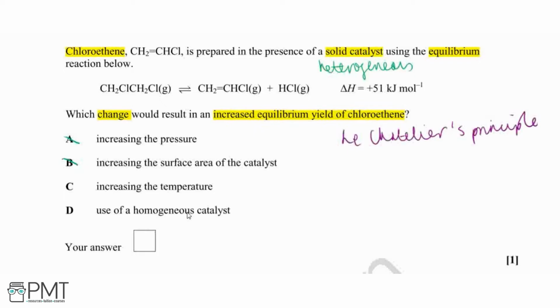And using a homogeneous catalyst will not have an effect in the sense of increasing our equilibrium yield of chloroethene because it will affect both the forward and the reverse reactions, so it will not favour one reaction over the other. But increasing our temperature will favour our forward reaction, and this is because our forward reaction is endothermic. So if we increase the temperature of our system, then this will be absorbed by the forward reaction and decrease the temperature back down again. It will restore that equilibrium with the conditions. Therefore, we will get that increased equilibrium yield of chloroethene, so our answer is going to be C.